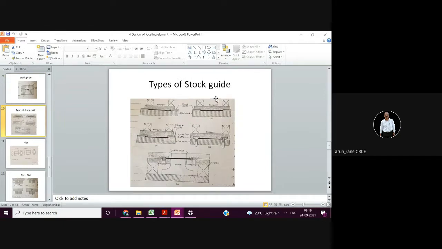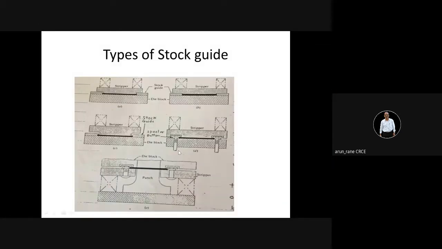These are the various types of stock guide. Stock here means strip. I'll zoom it so that you can see. The black one is a strip. Stock guide means the strip will pass through this. These are the two separate plates through which the strip is passing. So these are the different designs.